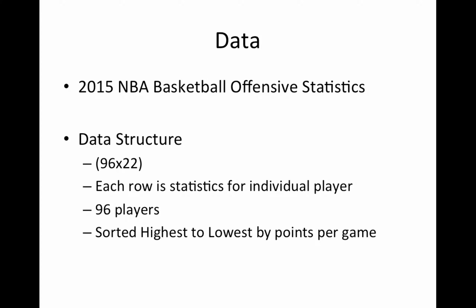Our data consists of 2015 NBA basketball offensive statistics. Our data structure is a matrix, 96 rows by 22 columns. Each row is the statistics for an individual player, and there are 96 players in our data set. Our data set is sorted from highest to lowest points per game by each player.